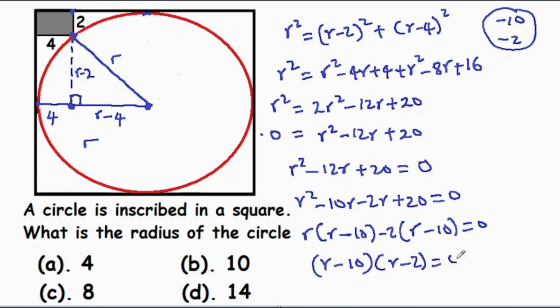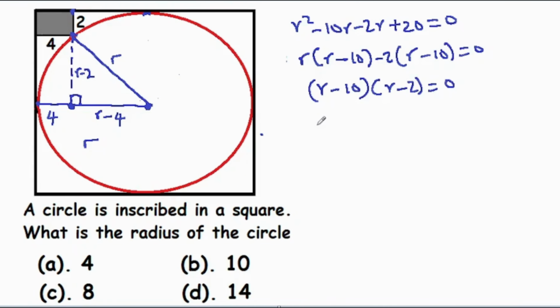So we equate each of them to 0. So we're going to have r negative 10 equals to 0, add 10 to both sides of the equation, then we have r equals to 10. Then we have r negative 2 equals to 0, add 2 to both sides of the equation, then we're going to have r equals to 2. So we have two answers. We have 10 and we have 2.